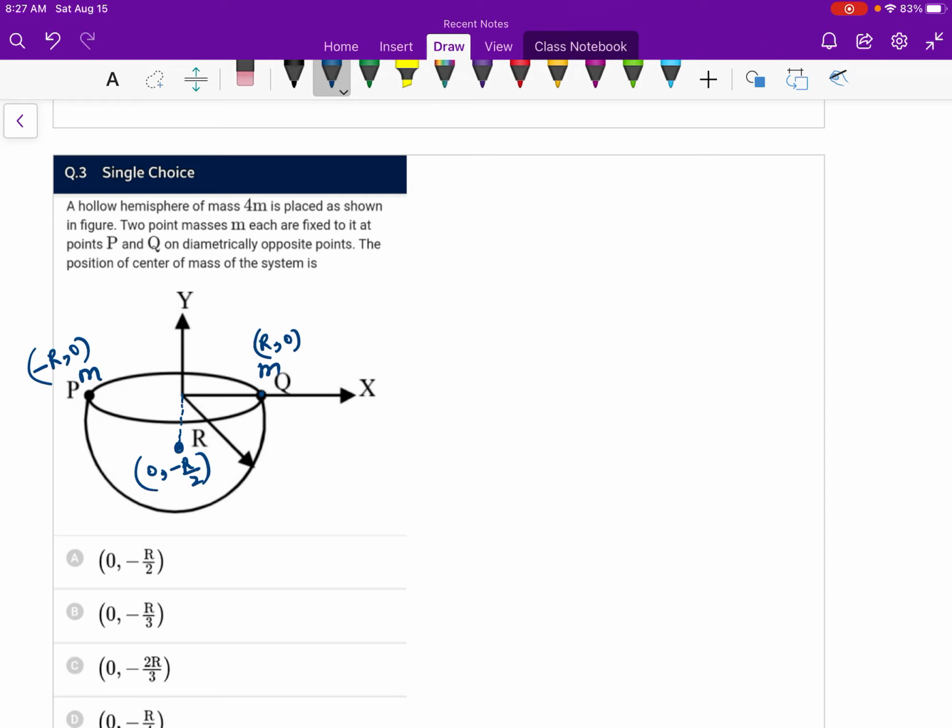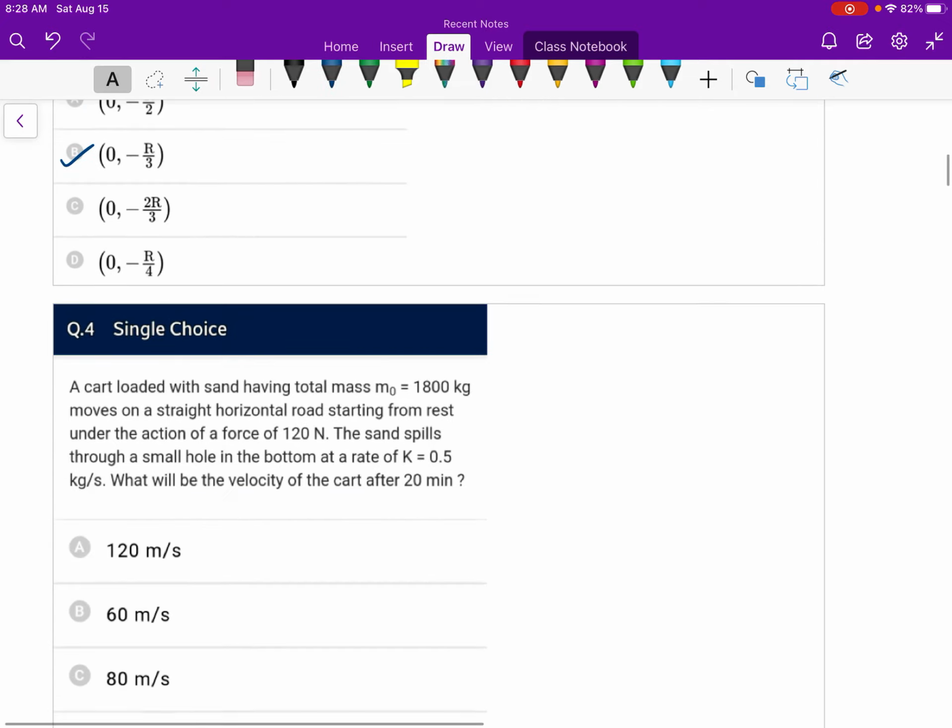So due to the symmetry, the x center of mass will be 0. Okay, and y center of mass, YCM is 4m into minus r by 2 upon 4m plus m, so that is equal to minus r by 3. So coordinates of center of mass 0 comma minus r by 3.